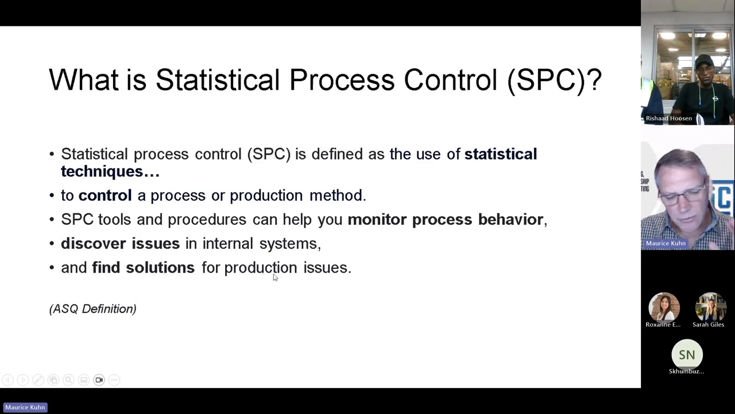SPC tools and procedures can help you monitor process behavior, discover issues in internal systems, and find solutions for production issues. What I really love about this particular definition is that it doesn't start and end with the technique of controlling something statistically as an activity, as a visual. It gets into why we do this and what we expect to do with the data that we actually get. So we really want to discover problems, and find solutions to those as well.